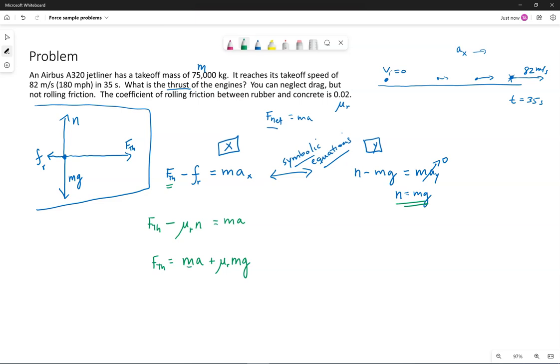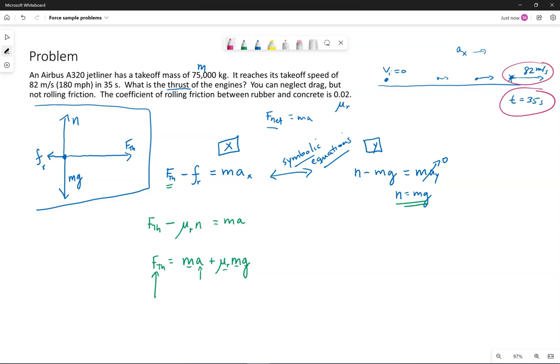So we know the mass of the plane, we know g, we know mu. We want thrust, but we don't have acceleration yet. We've already written the equations in the x and y directions, and the acceleration only shows up in the x equation. So we need some other sort of equation that could allow us to solve for acceleration. And that information is going to come from this motion.